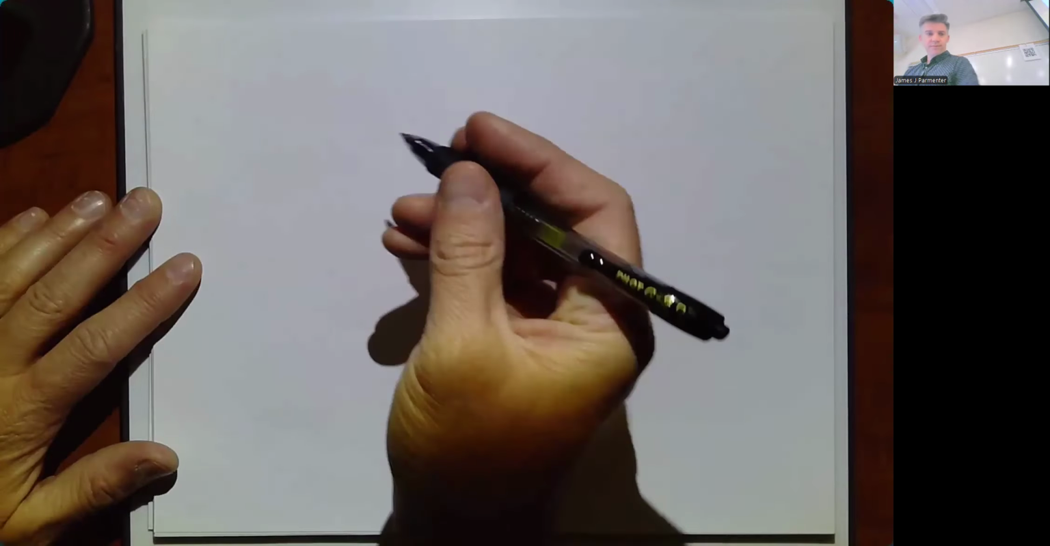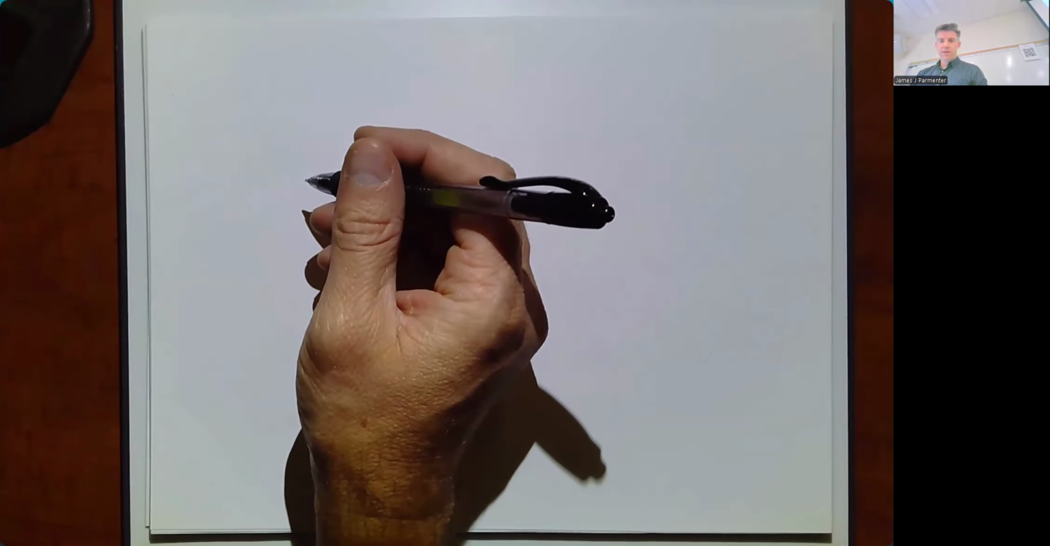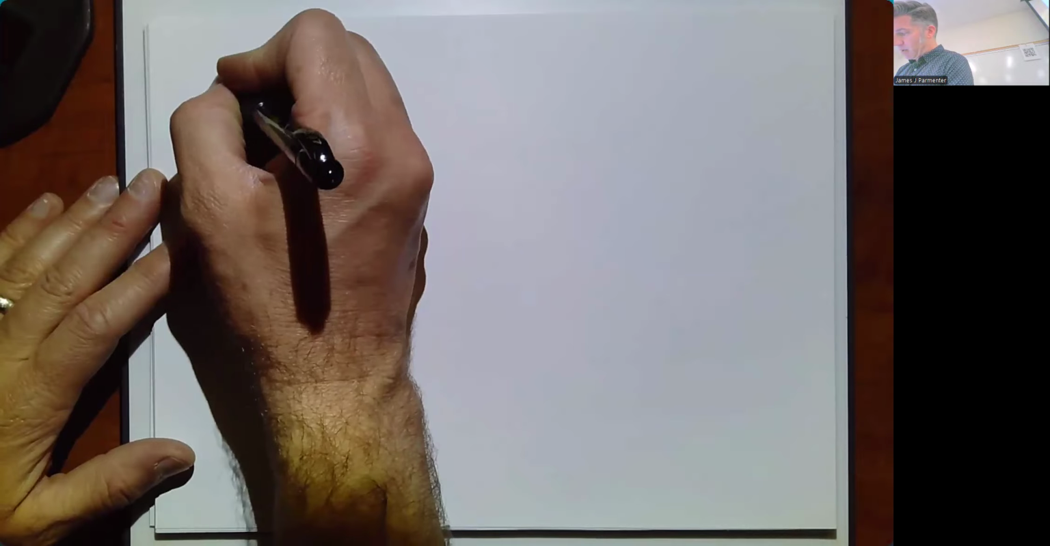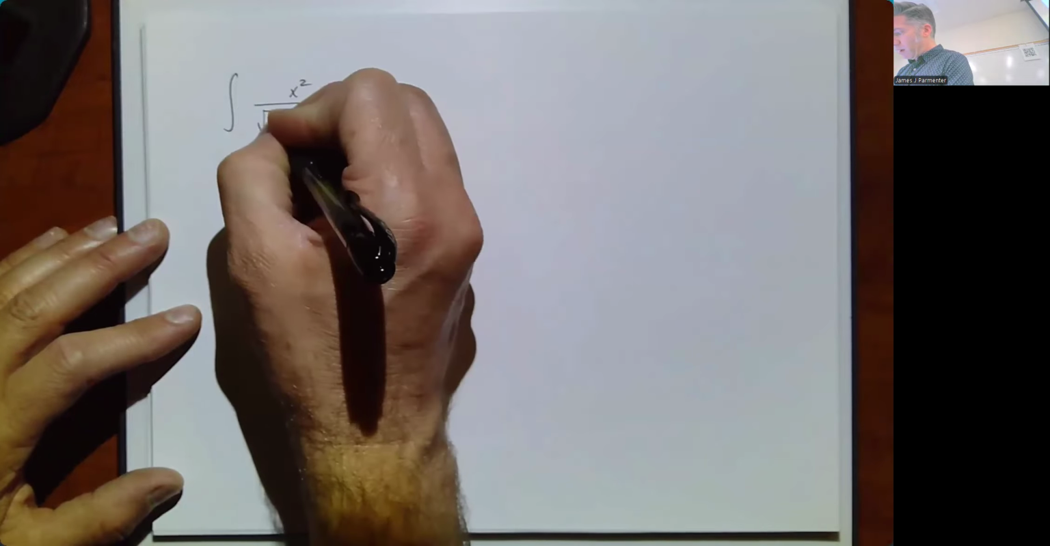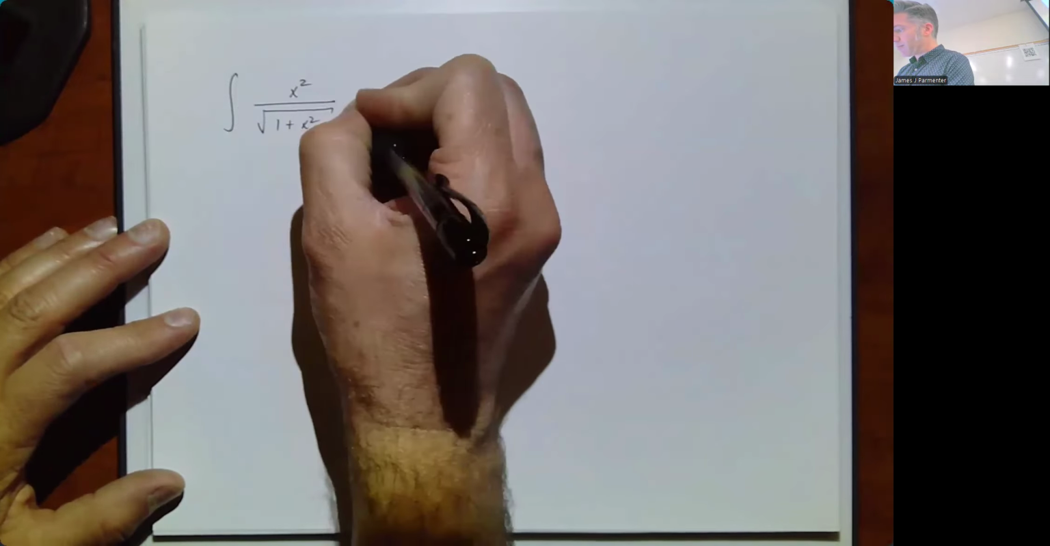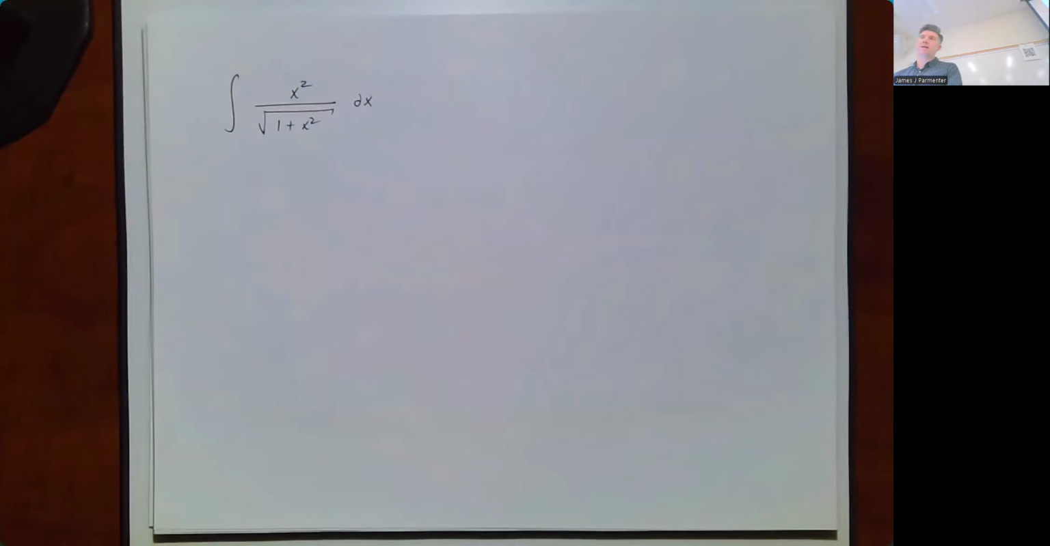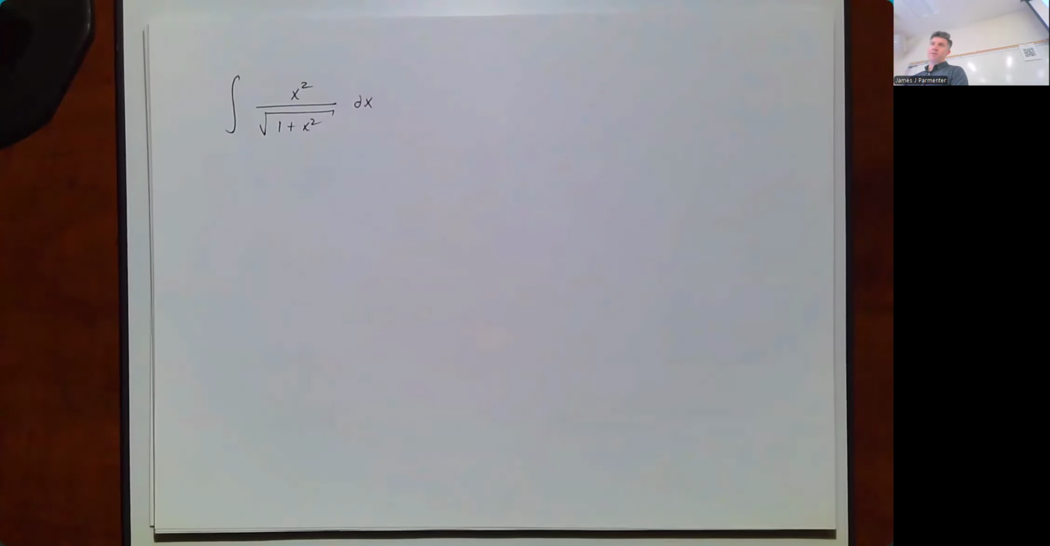Let's say we have, I don't want to get too crazy here. Yeah, let's start with this one. Let's say we have the indefinite integral of x squared over the square root of 1 plus x squared. Sadly, not a u substitution, right? There's an extra x up there. This is definitely going to be a trig substitution.